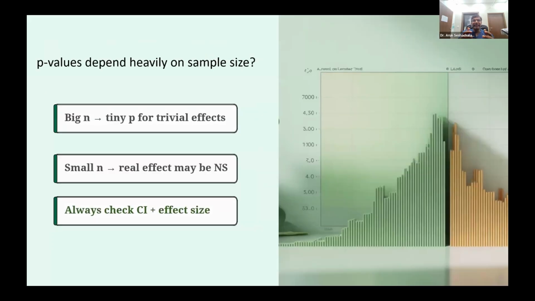So this is what I said. P-value depends heavily on sample size. Is it true or not? Just type whether this hypothesis is true or not.